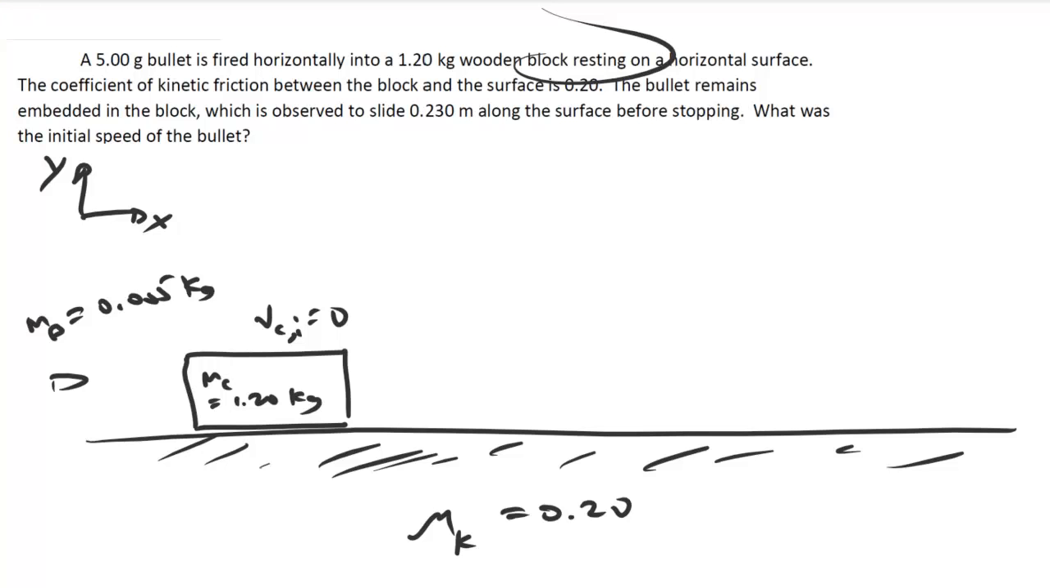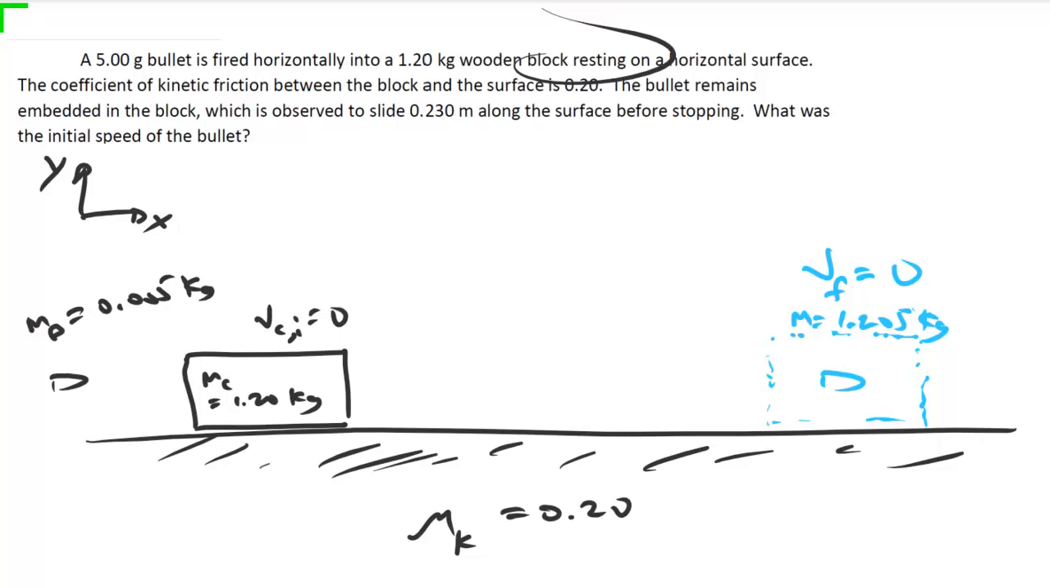And then it slides over here. It's shot in, and it ends up over here later on. And the bullet is embedded in here. So there's the bullet stuck inside the block, and it's going to end up at rest, right? So we have here this final velocity of both the bullet and the block, the bullet and the crate, is equal to 0. And they would have a combined mass. This is going to be equal to 1.205 kilograms because it's the crate and the bullet now.